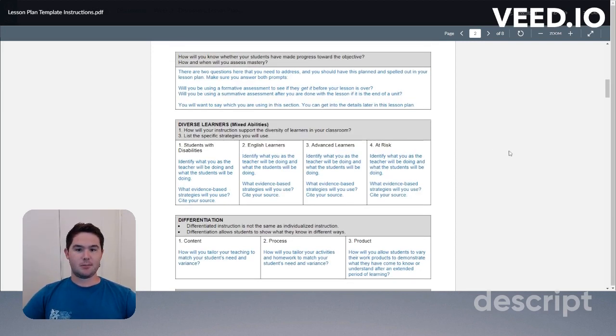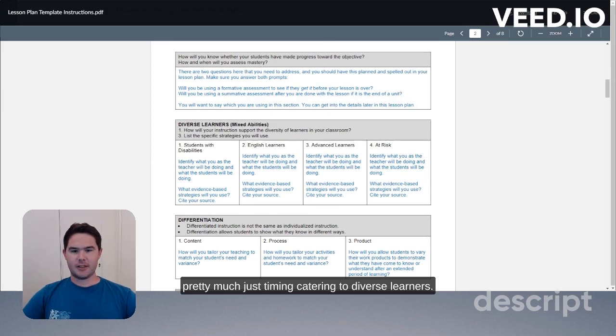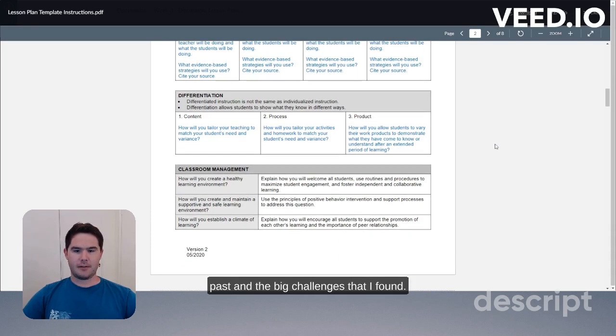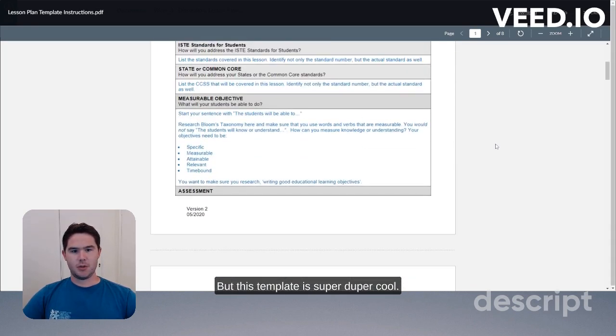So yeah, pretty much just timing, catering to diverse learners, so the mixed abilities of my class, and differentiation, so switching it up between classes, are all things that I've run into in the past and the big challenges that I've found. But this template is super duper cool.